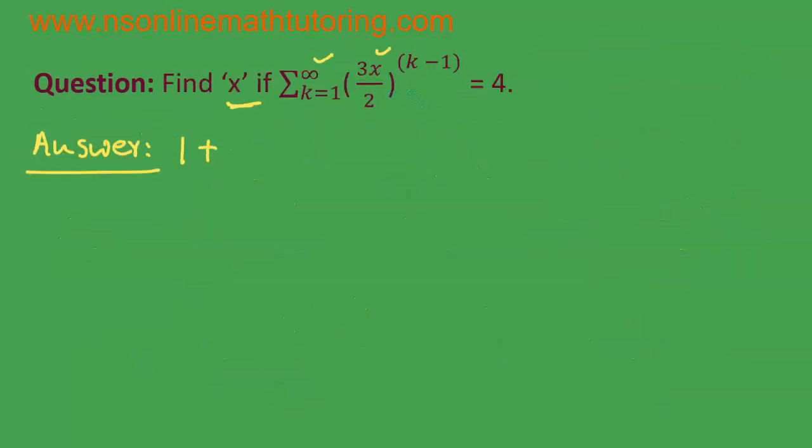So coming back to our question, the first term is 1. For the second term, k should be equal to 2. So the power is 2 minus 1, which is 1. Therefore, the second term becomes 3x over 2 to the power of 1, that is equal to 3x over 2. For the third term, it is k equal to 3, and 3 minus 1 is 2. So the term becomes 3x over 2 whole square. And it continues up to infinity.